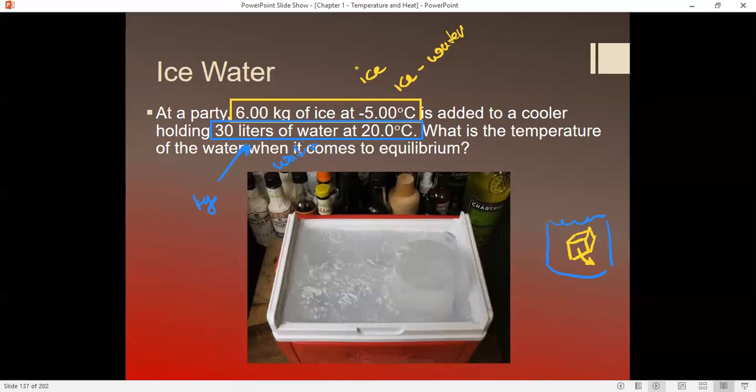The ice is going to absorb energy, right? I'll use red for that. The ice is going to absorb heat, okay? And the water is going to give off the heat. So the water is going to cool down, the ice is going to heat up. Now the problem that I have here is ice needs to go from -5 degrees Celsius to its melting point at 0, and then when it's ice water, it's going to heat up. So how am I going to do this?